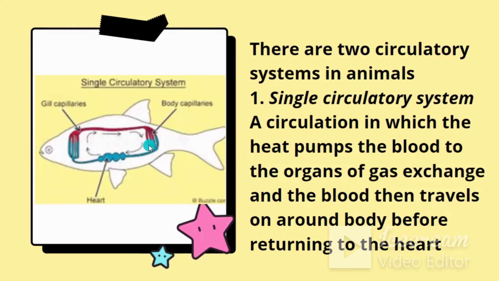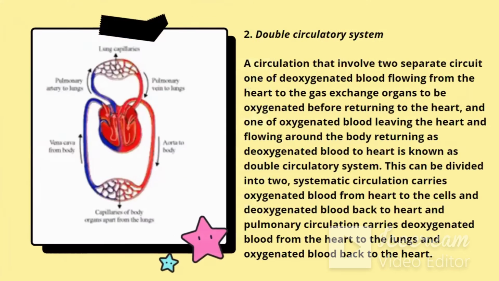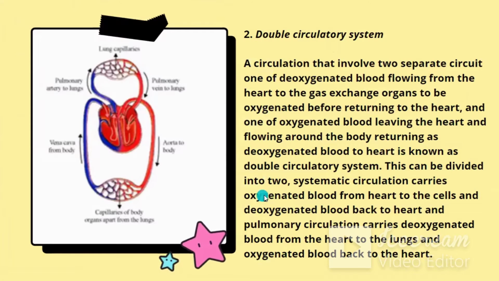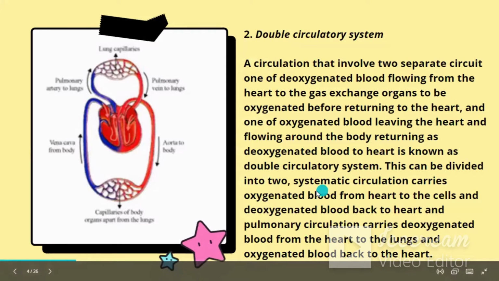Second is the double circulatory system. As humans, we have a double circulatory system. It is well adapted to get maximum benefit. We have separate systems to transport deoxygenated blood and oxygenated blood without mixing. This double circulatory system can be divided into two sections: pulmonary circulation and systemic circulation.